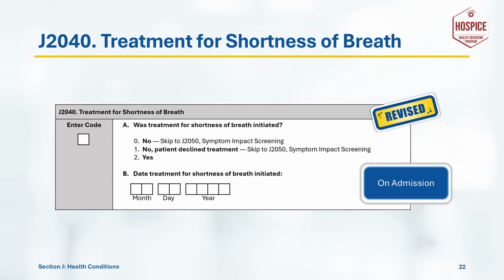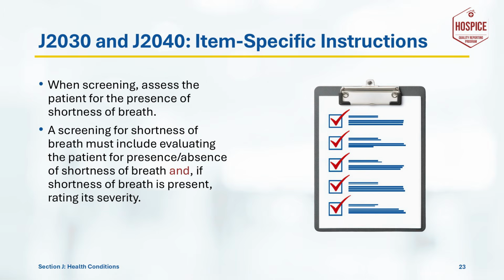The second item is J2040. This item was also carried over from the HIS, continues to be collected on admission, but was revised with the removal of Part C, which was type or types of treatment for shortness of breath initiated. For J2030, screening for shortness of breath, and J2040, treatment for shortness of breath, the clinician should assess the patient for the presence or absence of shortness of breath. Then, in the presence of shortness of breath, the clinician should rate the severity.